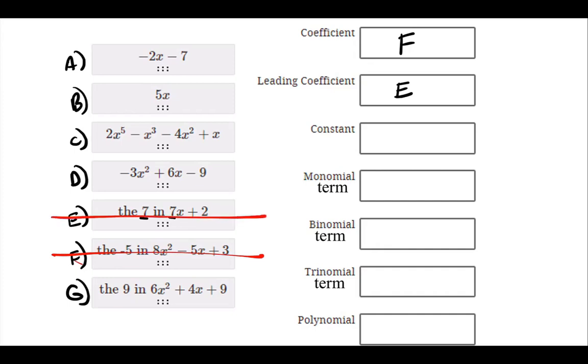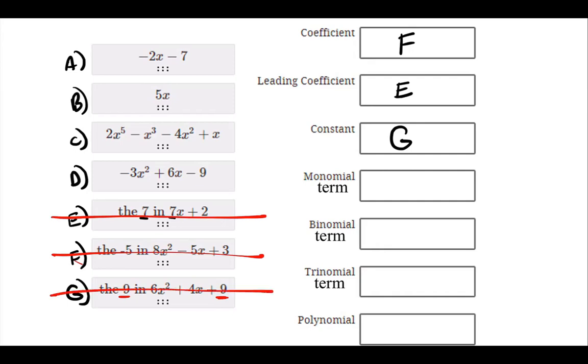Good. The constant would be, yeah, letter, where is it? G, yes. The plus 9 is just by itself, right? So that's going to be G. Good. Cross that one out.